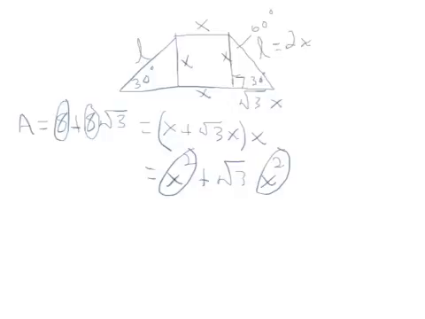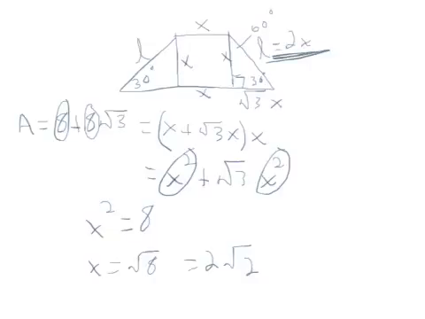So what I have is x squared equals 8, so to solve for x, I'm going to get the square root of 8. And so square root of 8, if I simplify, is going to be 2 times the square root of 2. Now that's not my final answer, because the length we're told up here is equal to 2 times x. So 2 times 2 square root of 2 is going to be 4 times square root of 2.